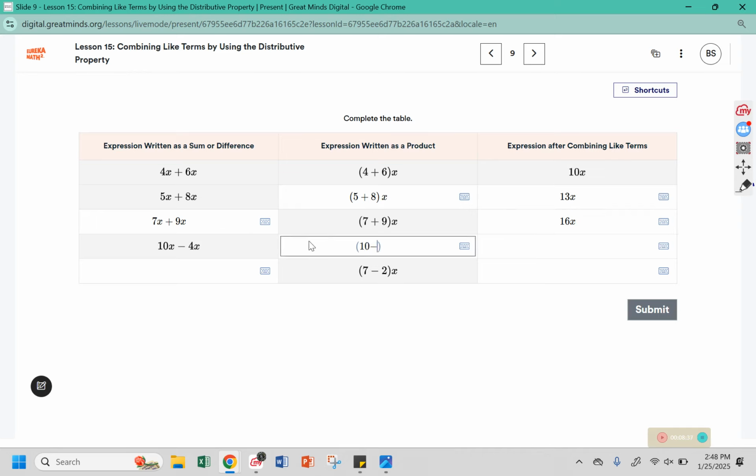Here we'll have 10 minus 4 in the parentheses and the x outside. 10 minus 4 is 6, so this can be rewritten as 6x. This would be 7x minus 2x, because the x can be distributed. 7 minus 2 is 5, so this is 5x.